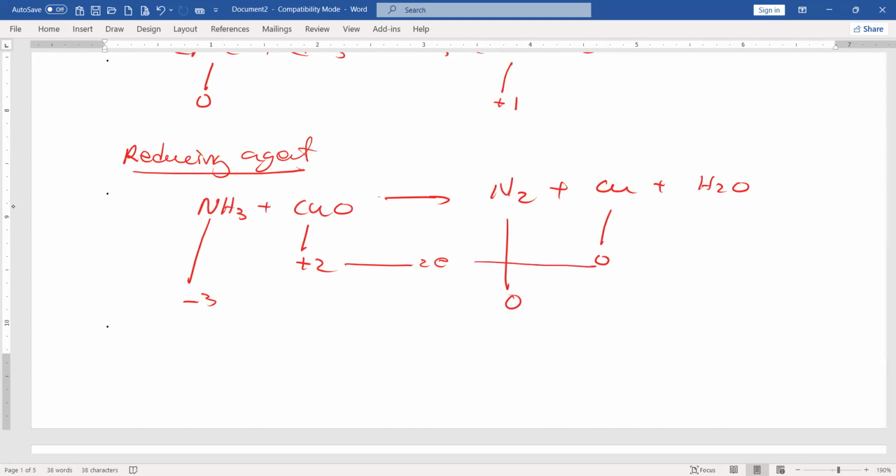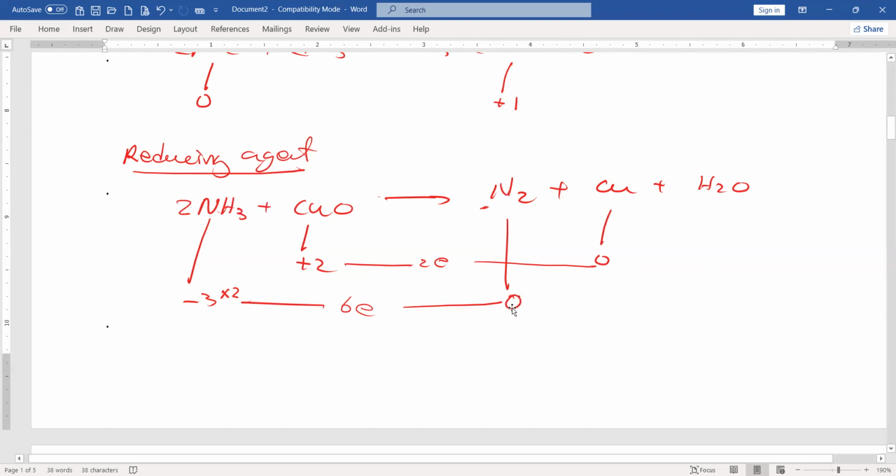The difference between this one is 6 electrons. Why is it 6? Here, you can see that on the right hand side you have 2 nitrogen. So you have to consider 2 nitrogen even on the left hand side. Then 1 nitrogen is in -3, so -3 into 2 is -6. But all the nitrogen on the right hand side is in 0 oxidation state. Here it is 0. So the difference is 3.